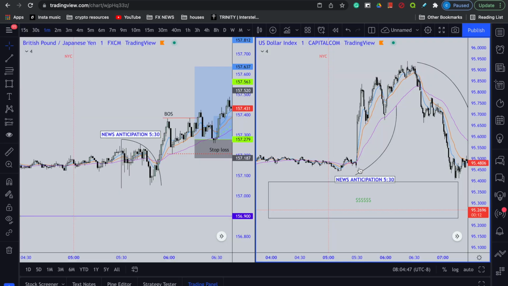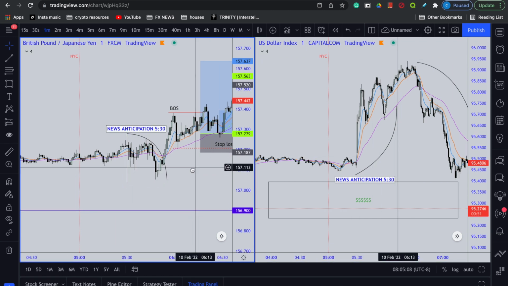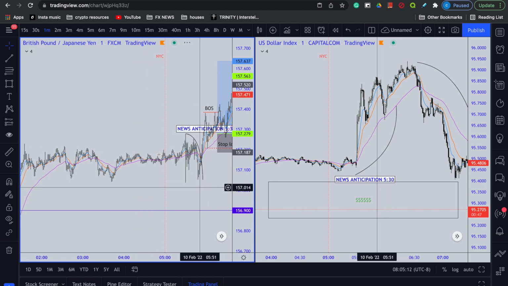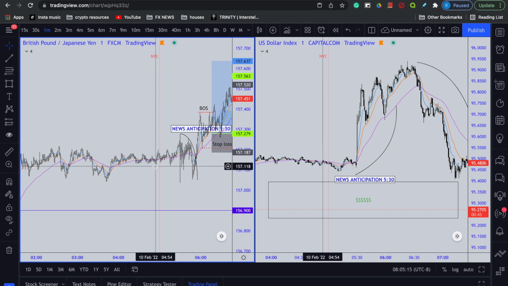Okay, and we can see that on the US dollar index, we had a buying opportunity where traders anticipated that the news was positive for the United States dollar and they bought. Okay, so if we utilize this in correlation, look at this. On GBP JPY, what is it that I teach you guys? Okay, we see early buyers and early sellers in this area.